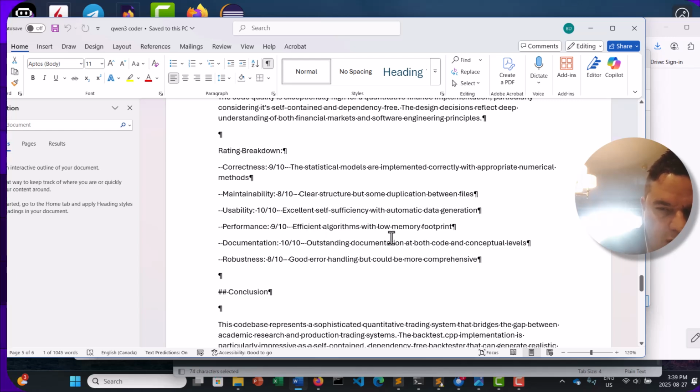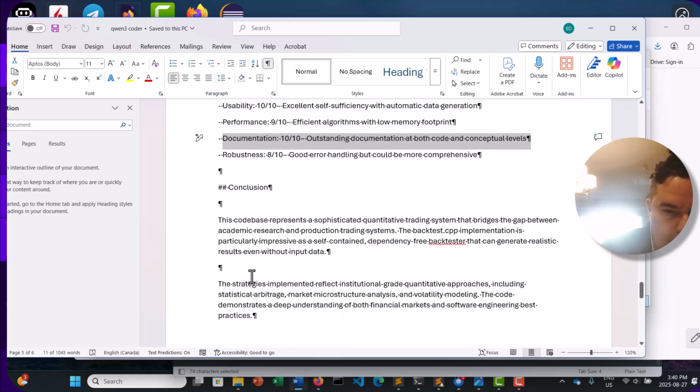Performance, efficient algos with memory management footprint, documents, outstanding documents at both coding and conceptual levels. So how I provide these projects on my membership, Quantly programming membership, it says it right there. 10 out of 10. Good. Robustness, good handling, but could be more comprehensive.